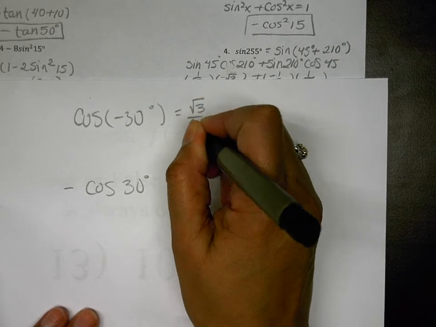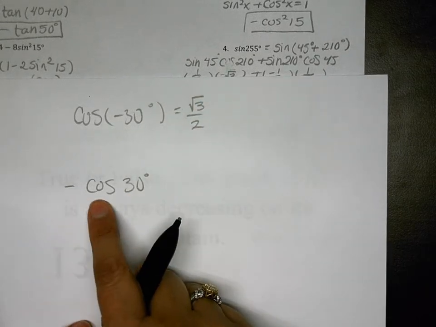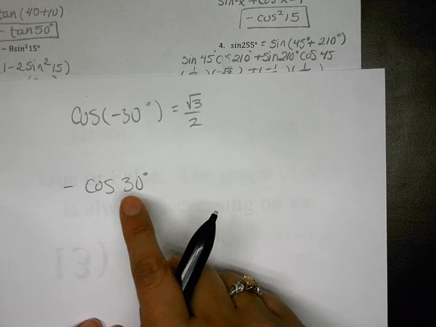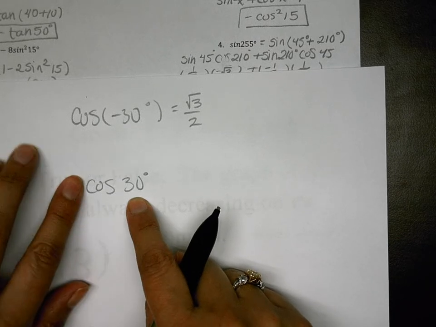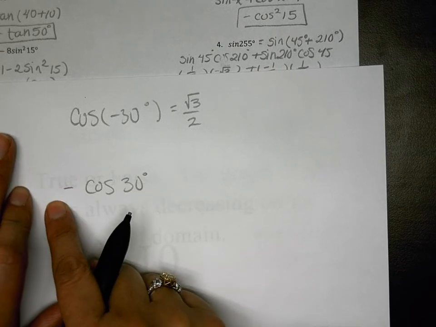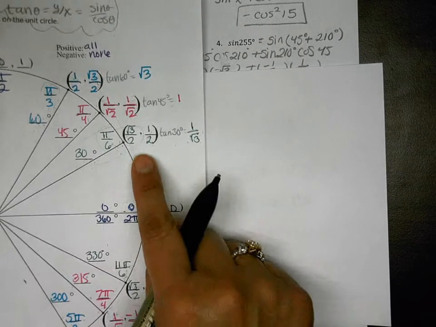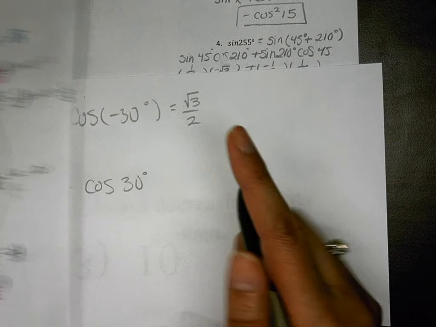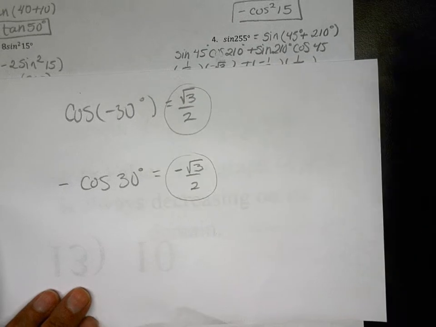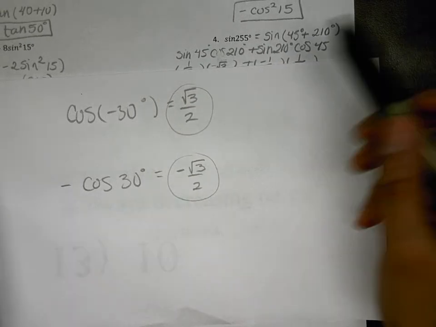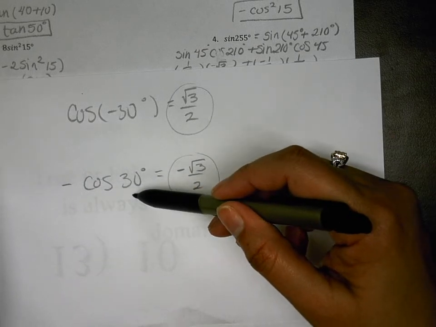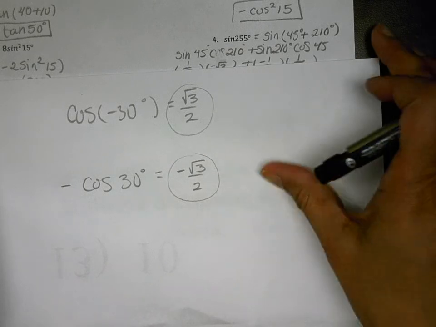Now, I had some kids that treated this the same way. They said, oh, negative cosine 30, that means I'm going in the negative direction. Because that negative is not on the angle, does that mean I'm going in the negative direction? No. This means you evaluate cosine of positive 30 and then take its opposite. So what's cosine of positive 30? And then its opposite would be negative root 3 over 2. Do you see the difference between those two? Okay. Cosine of a negative angle versus the opposite of cosine of a positive angle. Do you understand the difference? Okay, questions?